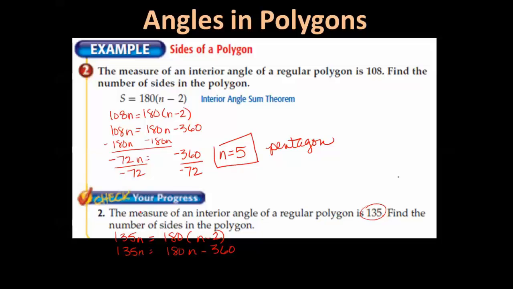I'm going to subtract 180 from both sides. Oh, I did the wrong number. Minus 180n. So I get negative 45n equals negative 360. So I divide 360 by 45. And remember, two negatives make it a positive. So n equals 8, and that will be an octagon.